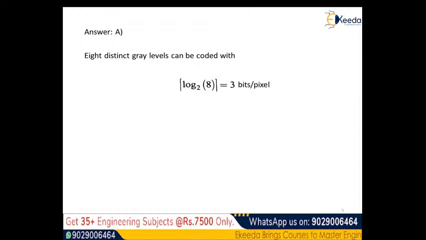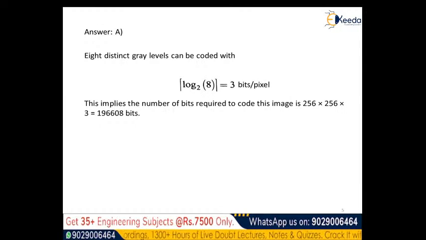So in general we have 2 to the power 3 is equal to 8, the total 8 distinct gray levels here. So if we multiply the 3 bits per pixel with the two dimensions, 256 by 256 by 3, that is the total number of bits required to code the given image, and this calculation comes out to be 1,96,608 bits in total. Now this was the part A answer.